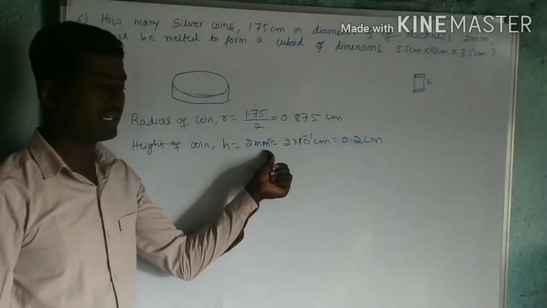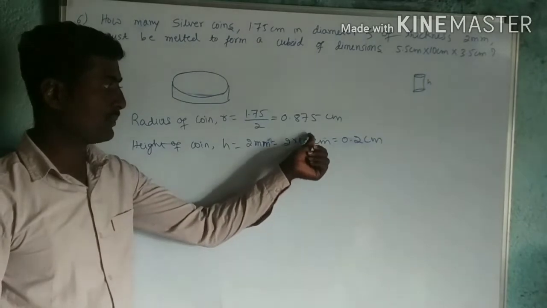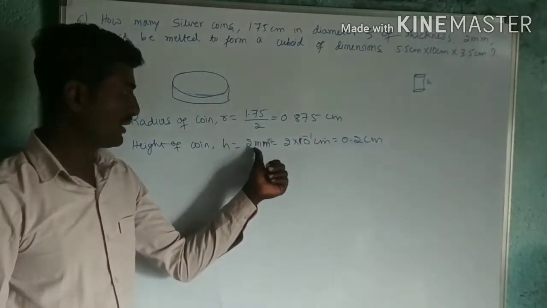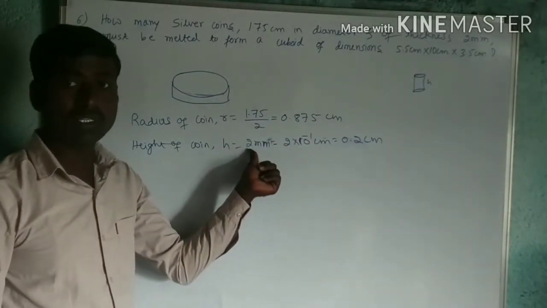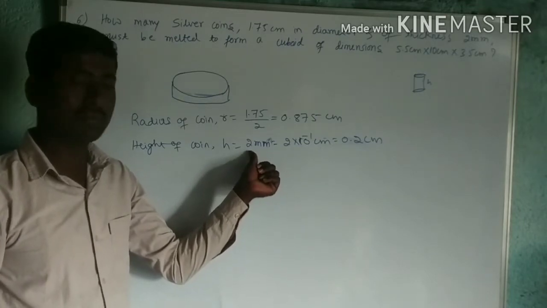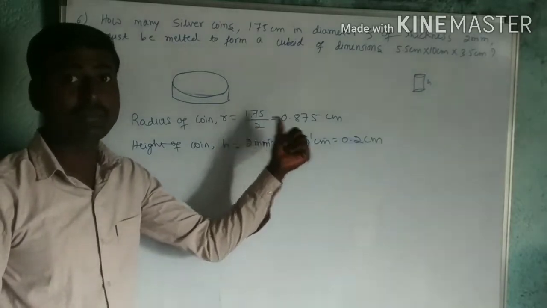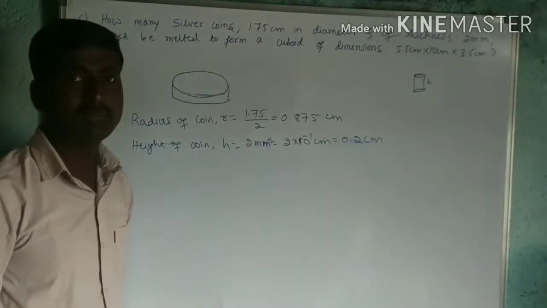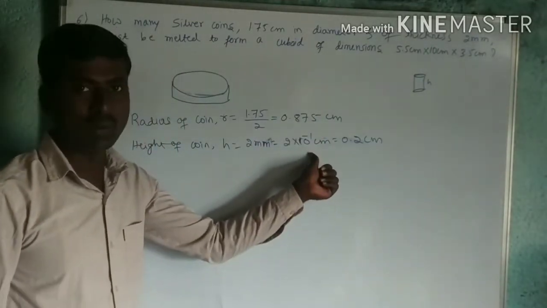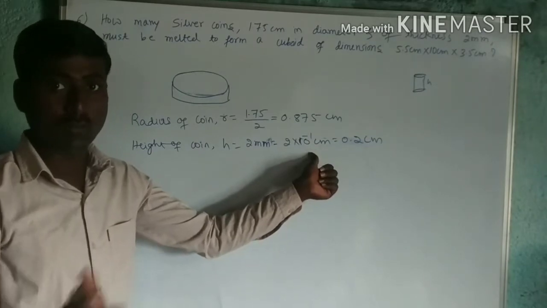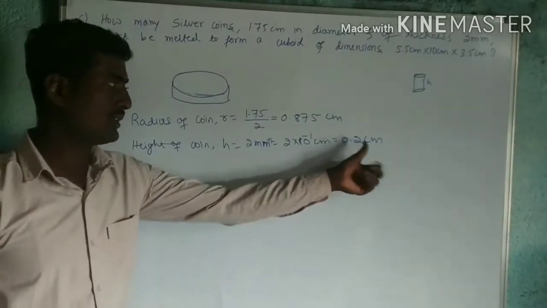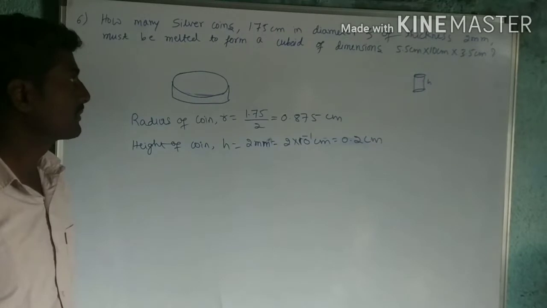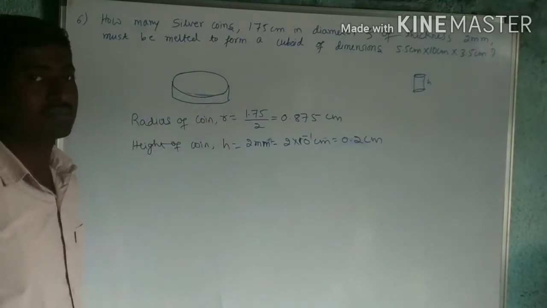So 2 millimeter can be converted into 2 into 10 power minus 1 centimeter. If you want to convert to meter, you multiply by 10 power minus 3. Since I want centimeter, you multiply by 10 power minus 1, that is 0.1. So 2 into 0.1 gives us 0.2 centimeter. So this is all about the cylinder.